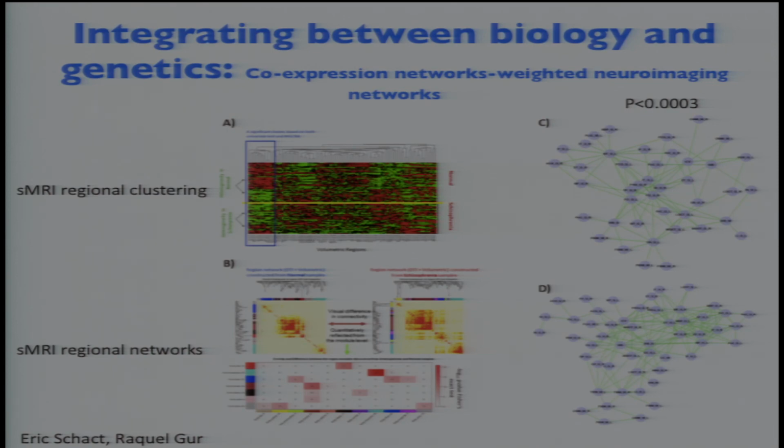Here he showed yesterday that we can develop the same sort of strategies for expression microarrays using structural MRI and functional MRI. We can cluster the data. The clusters show that there are differences between cases and controls that are, at least initially in this first very preliminary data set, statistically significant.